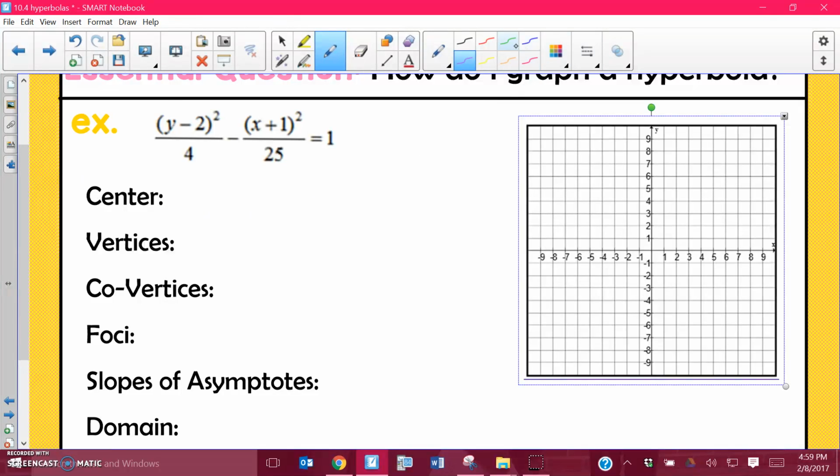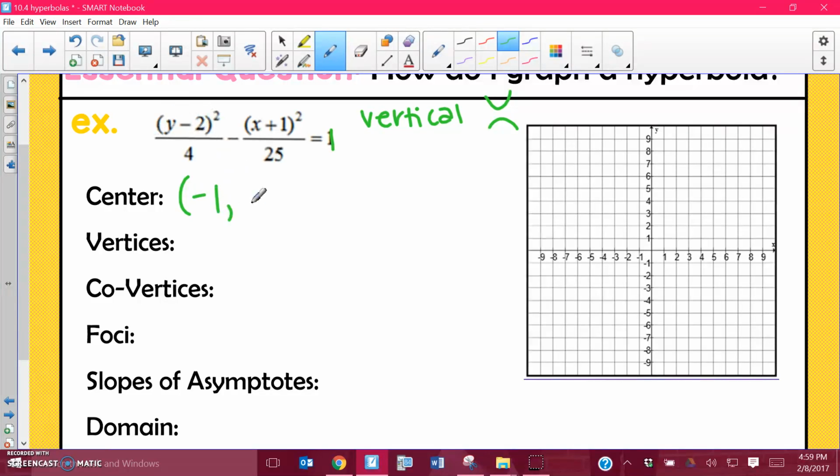Okay, the first thing I notice about this graph is that we have a vertical one, because my y comes first. It equals 1, so we're in standard form, we're happy, and I know that this graph is going to look like this. So my center, be careful here, my center still is x comma y. So you're looking at what's attached to the x, again your sign changes, and then what's attached to your y. So my center is at -1, 2.